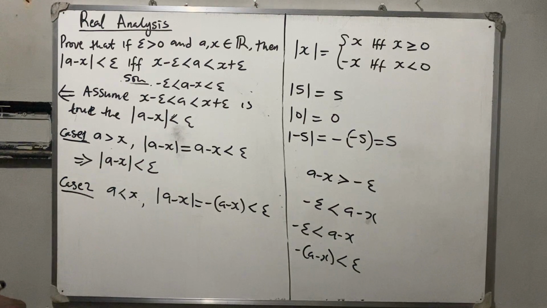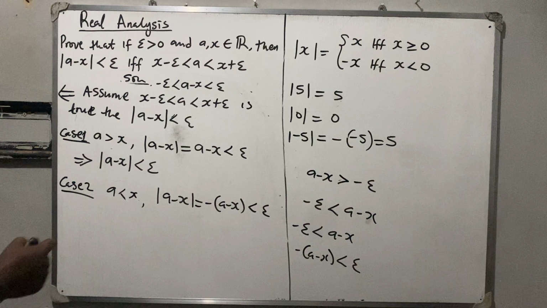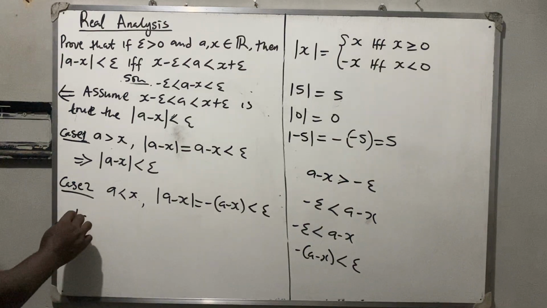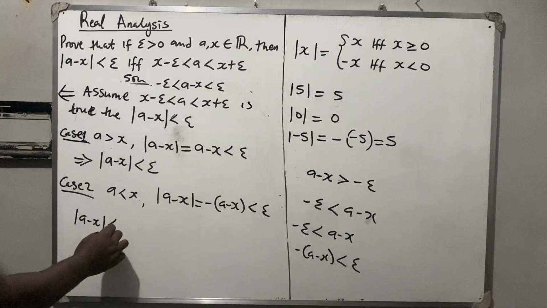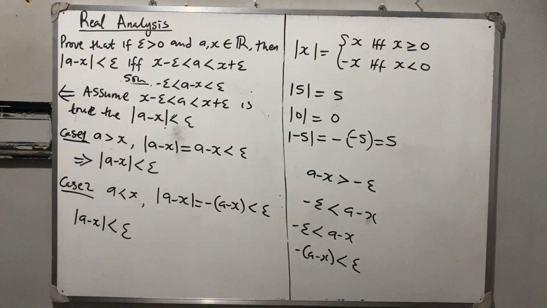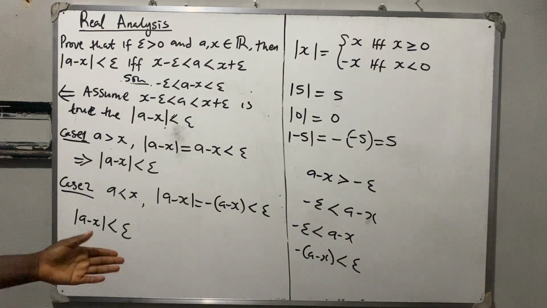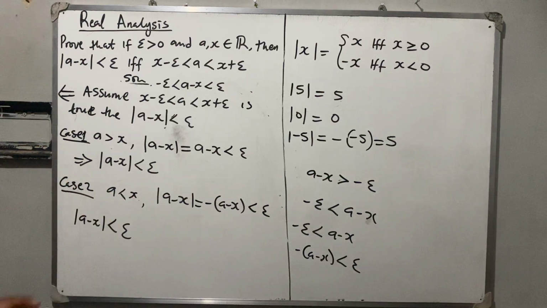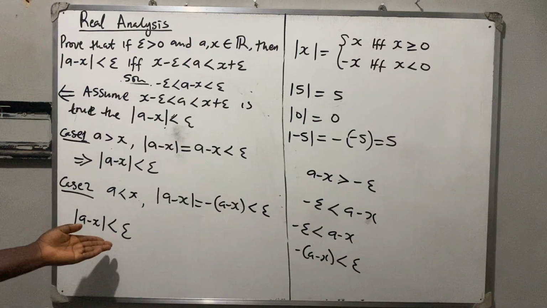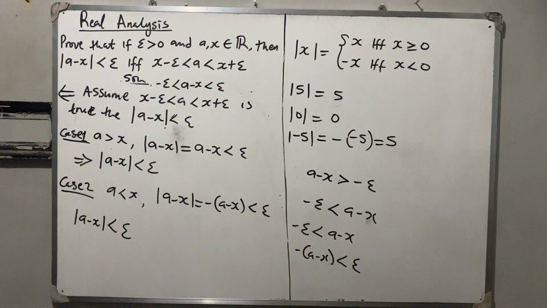So if this is less than epsilon, it means that the absolute value of a minus x is still less than what? Epsilon, which is just this. And that is that. So case 3, which is when this is equal to this, is a trivial condition. So with this, we will now say that the proof is correct, or you can just write, proved, and that is just that.